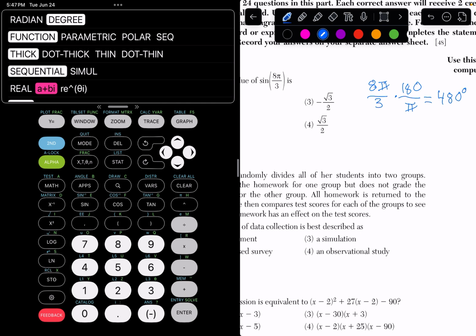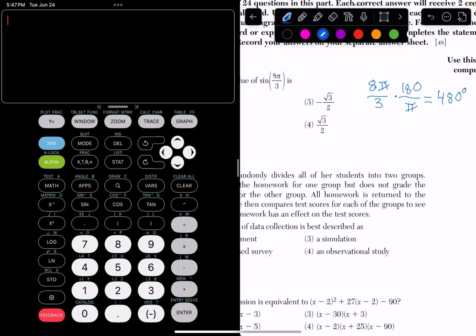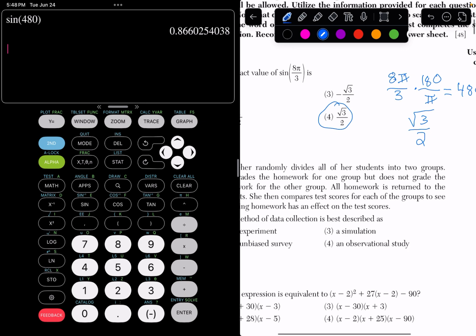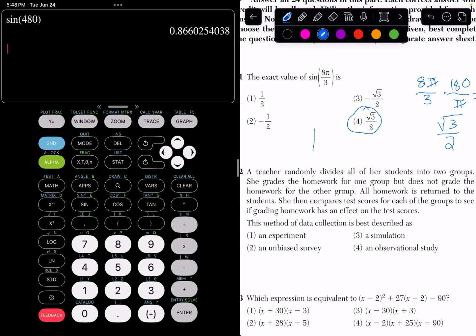Okay? So then you can just go to your calculator, and I'm going to do it two ways. We're going to just put in sine 480, hit enter, and it's 0.8666. It's positive, so this is the square root of 3 over 2, which is choice 4. Now the reason why it's 4, right? Because the reference angle, 360 goes all the way around, and then it ends up in the first quadrant, right?